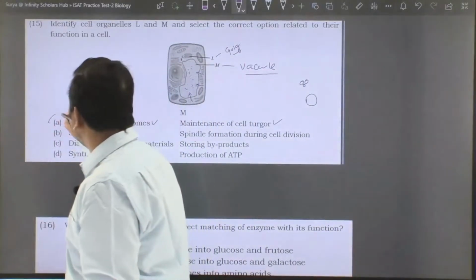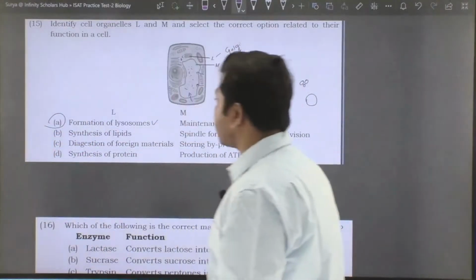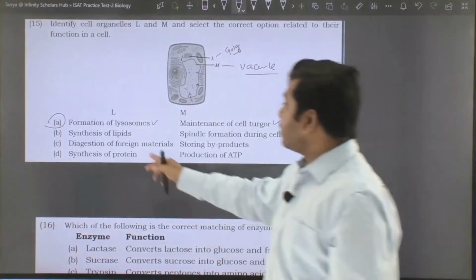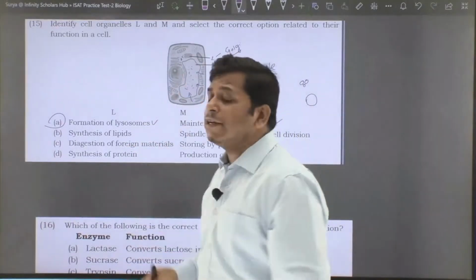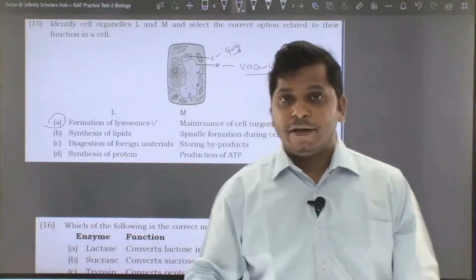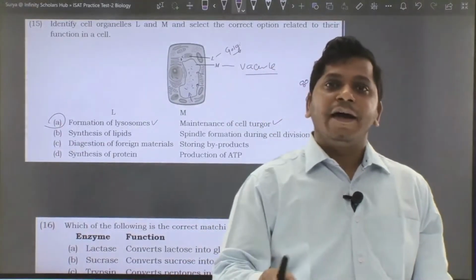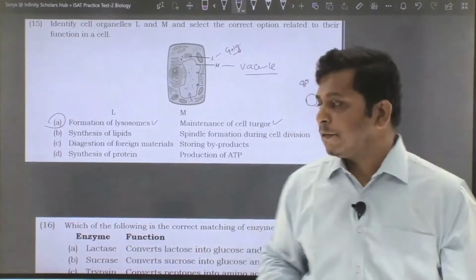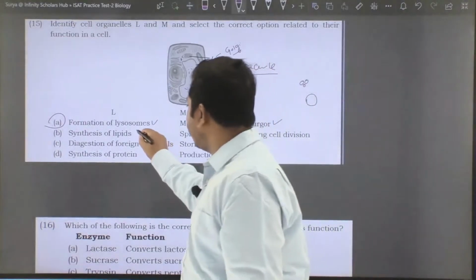But let us just look at whether the other options are correct or incorrect. Synthesis of lipids. L doesn't help in the synthesis of lipids. It helps in the modification of lipids. Synthesis of lipids, as I said, happens in the smooth endoplasmic reticulum. So this is therefore incorrect.